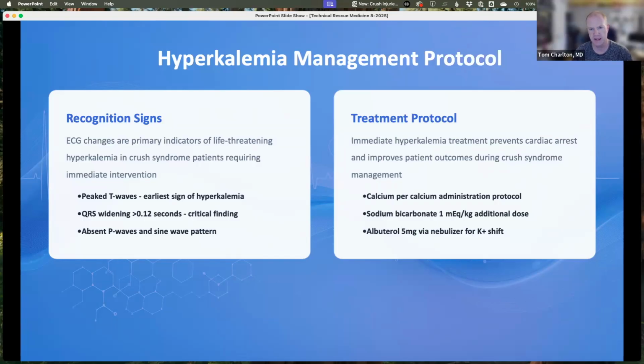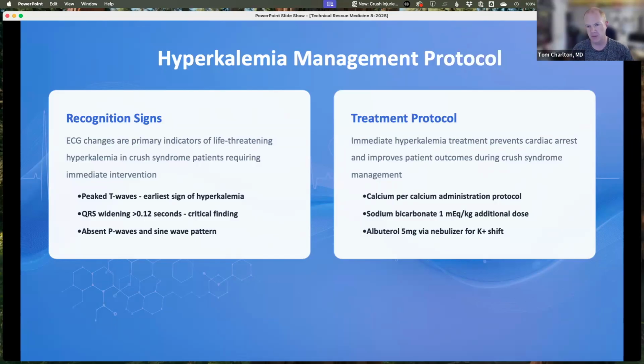So once we begin to see signs of this, which again, we hopefully have lessened the chances of because of the fluid resuscitation we've been doing. Once we recognize this, we need to begin giving calcium per our calcium administration protocol, which we're going to go over again here in a little bit. You can also give sodium bicarb, albeit it has to be in a separate line from everything else. If you remember, sodium bicarb is basically not compatible with anything. And so make sure that you're being careful with that.